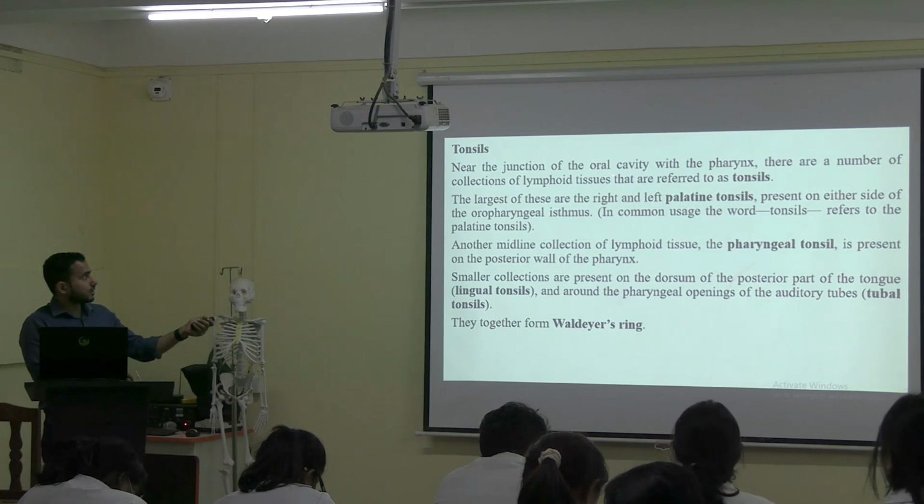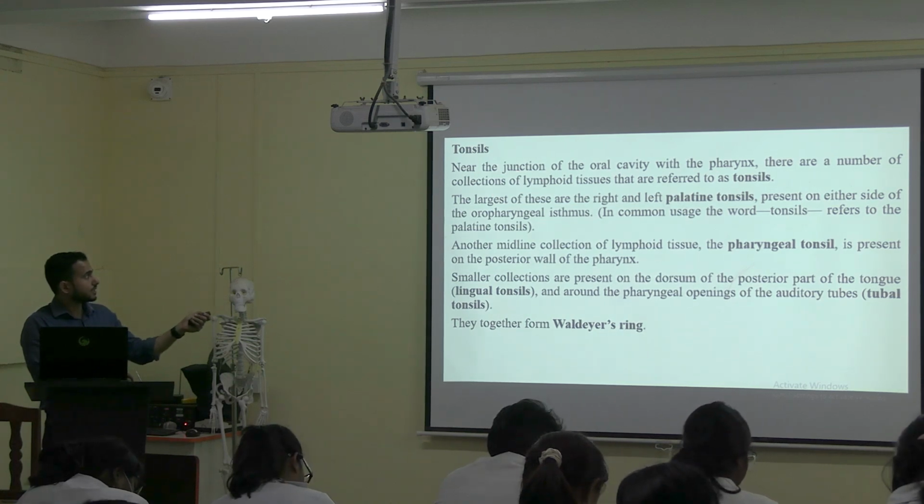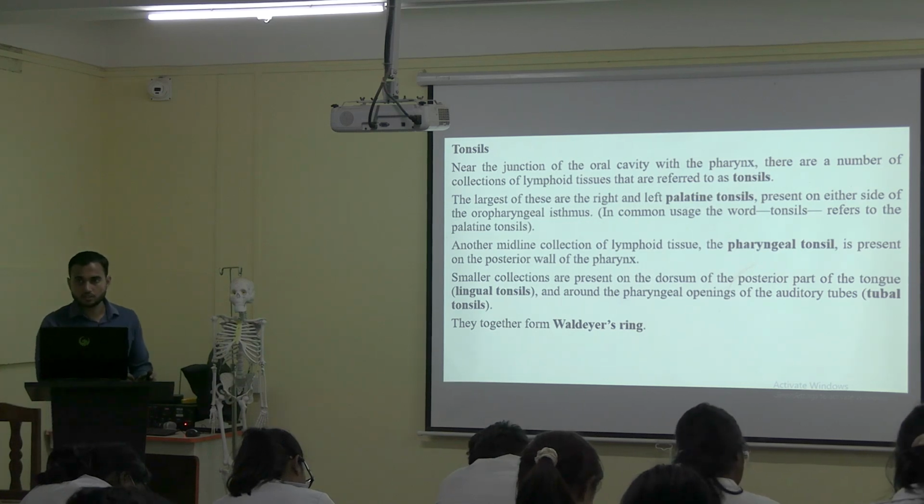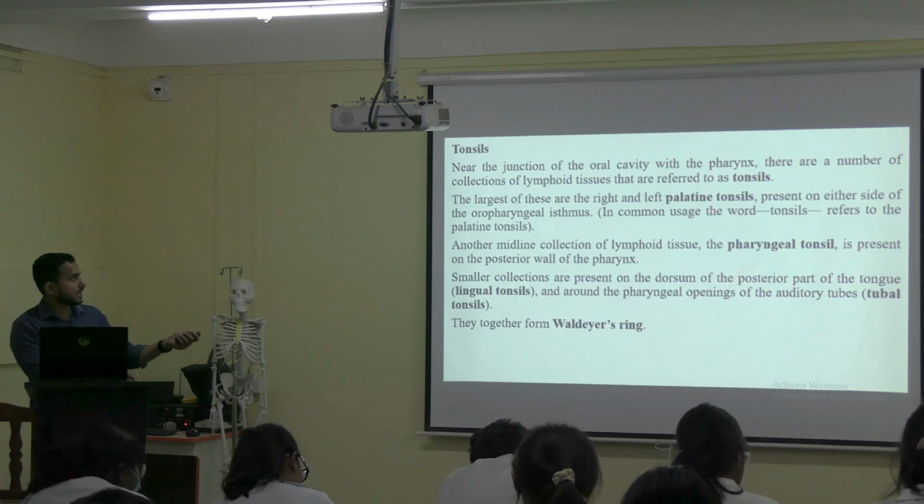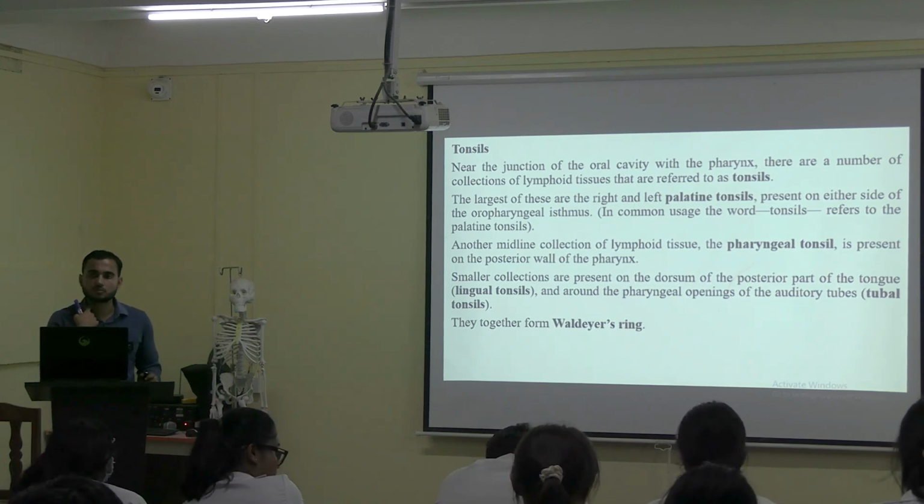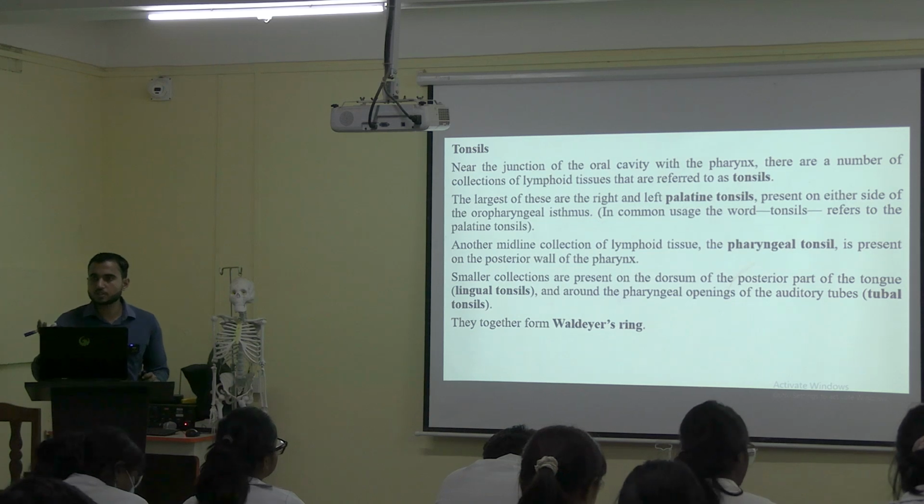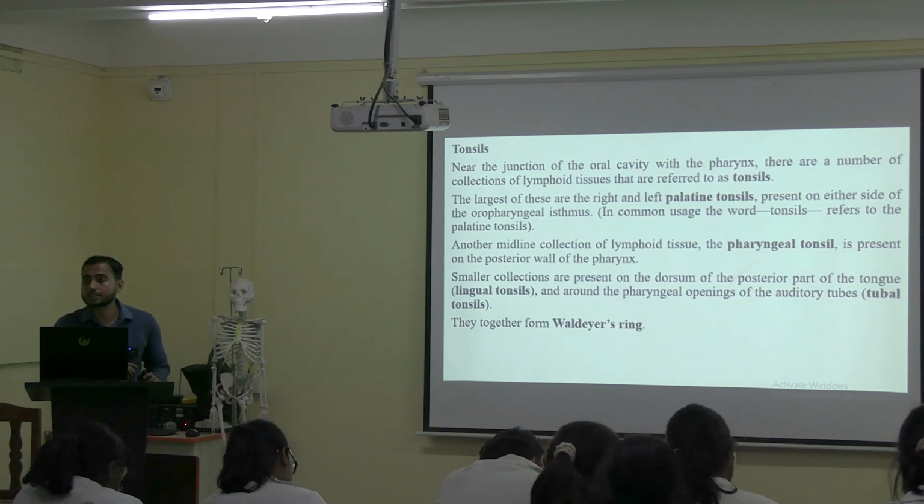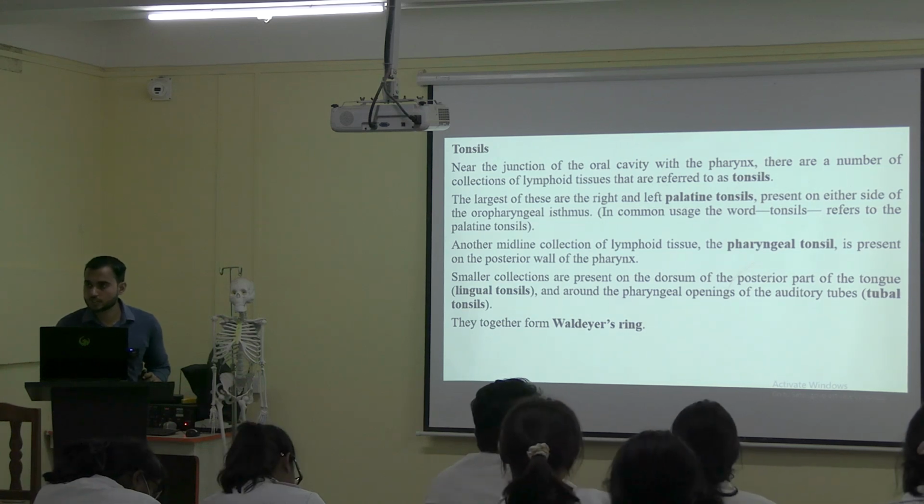So at the junction of the oral cavity with the pharynx, a number of collections of lymphoid tissue are there, and those are called tonsils. Among them, the largest one is the palatine tonsil, also referred to as the tonsil, which you have shown just now. When I ask you about the tonsil, whichever you have shown, that is called the palatine tonsil, the largest one.